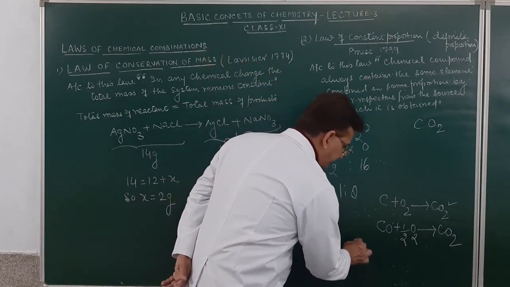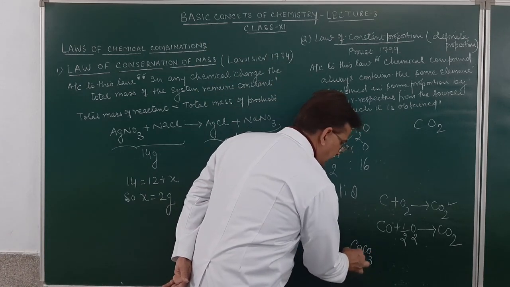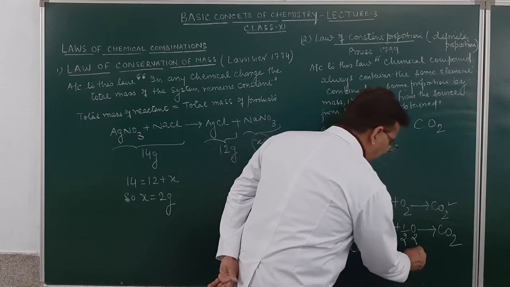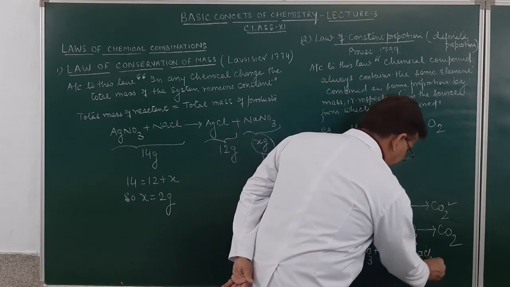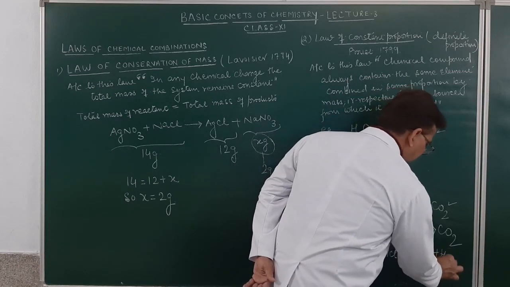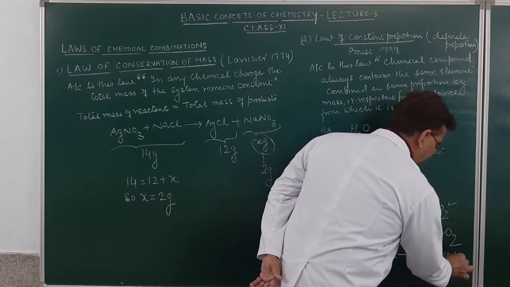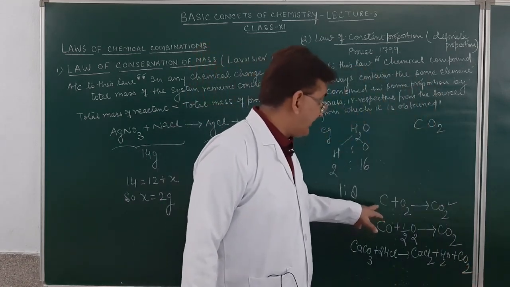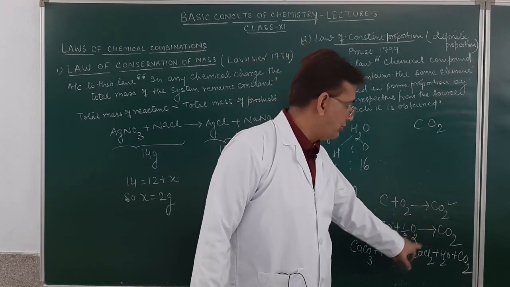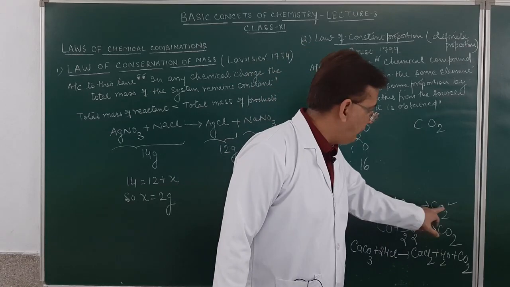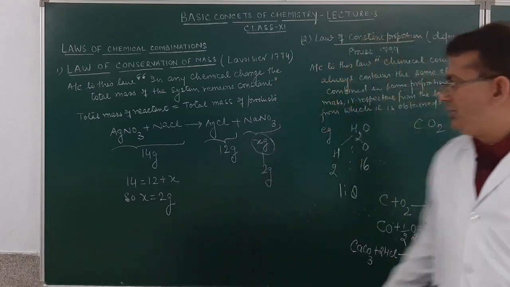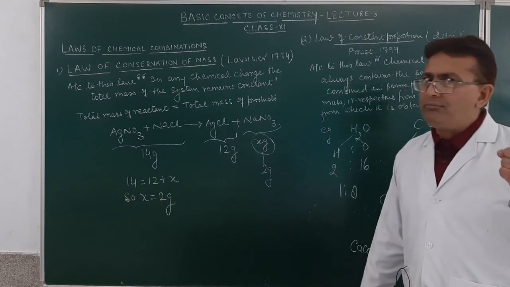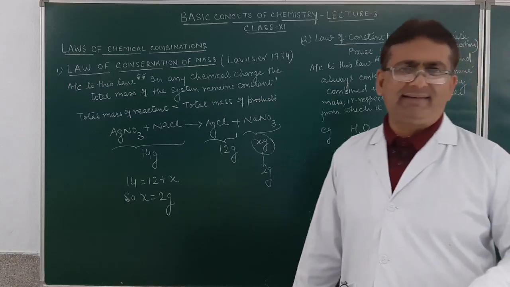Suppose we carry out this reaction. Calcium carbonate reacts with HCl. What will happen? It will result in the formation of calcium chloride plus water plus a gas will be given out, and the name of the gas is carbon dioxide. So what does the law say? A chemical compound, carbon dioxide is a compound, always contains the same elements. You may see it contains carbon and oxygen, combined in the same proportion by mass.